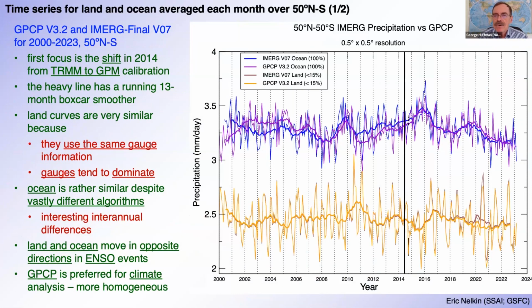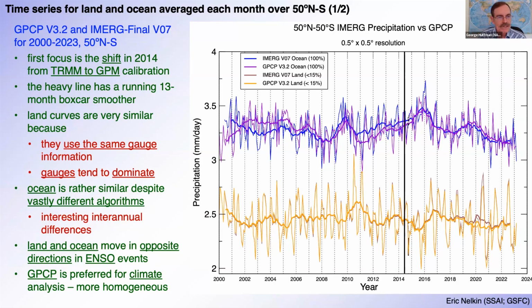So this is IMERG, which is the weather kind of record. It's half degree, half hourly from 2000 to the present. Here I'm showing at half degree resolution against GPCP, the latest version 3.2, and this is the latest IMERG, which is version 7, over ocean and land separately. The orange colors, land, are nearly identical because over land at the monthly scale, we're incorporating gauges, and they tend to dominate in most parts of land. The ocean is rather different algorithms, and there is not a gauge to sort of keep everything anchored. And so there are differences, but they're actually not that bad.